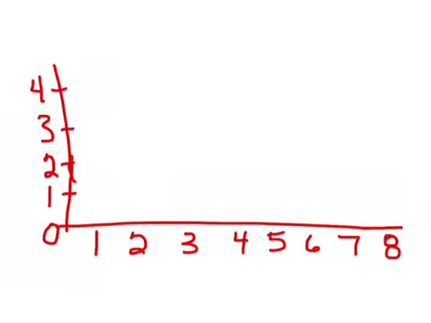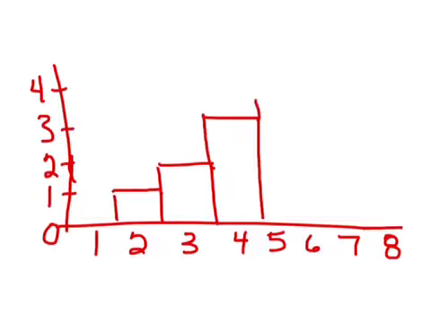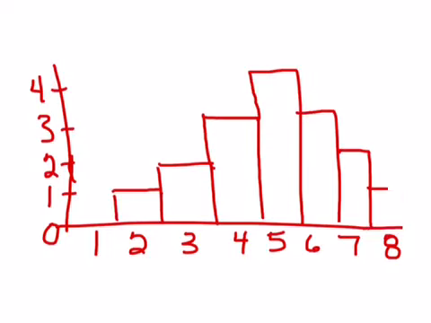And if you'll notice, for the number 2, we have 1. For the number 3, we have 2. I jumped ahead. For number 4, we have 3. Then for number 5, we have a frequency of 4. And then for 6, we go to 3 again. For 7, we go to 2. And for 8, we go to 1.